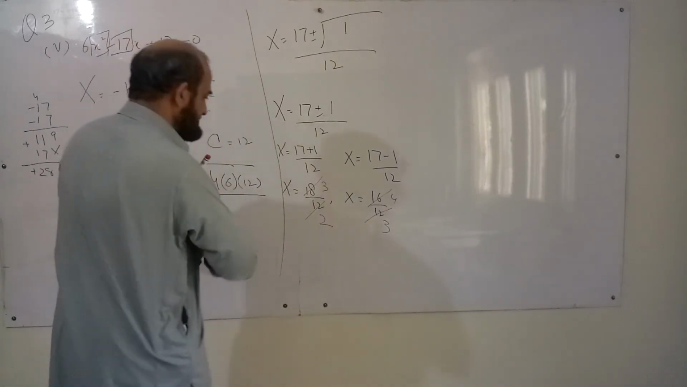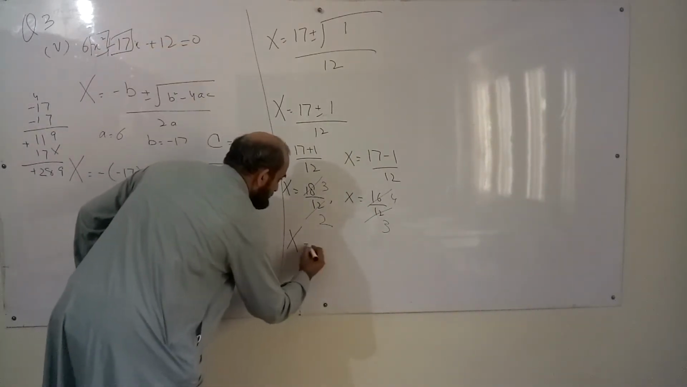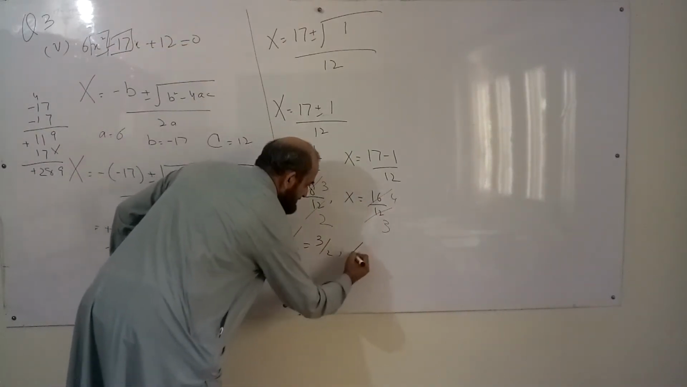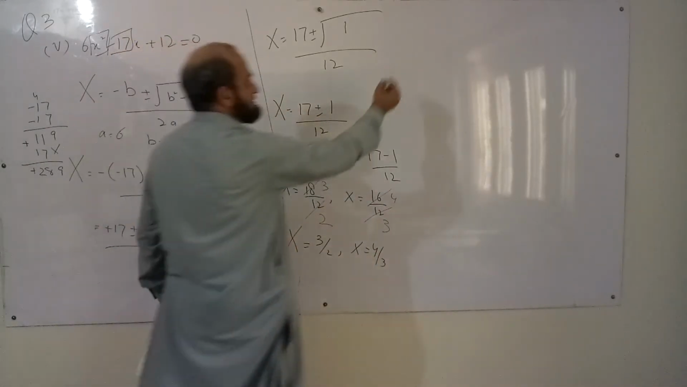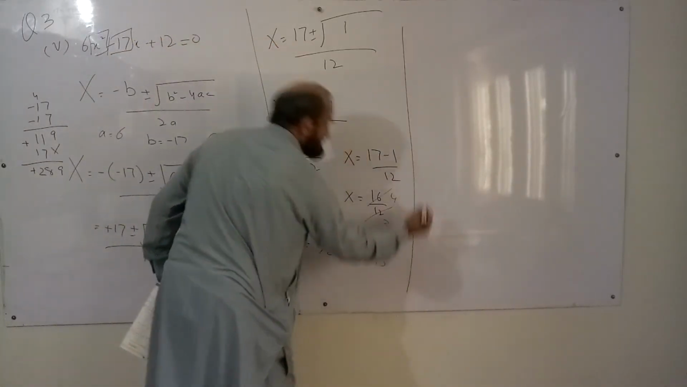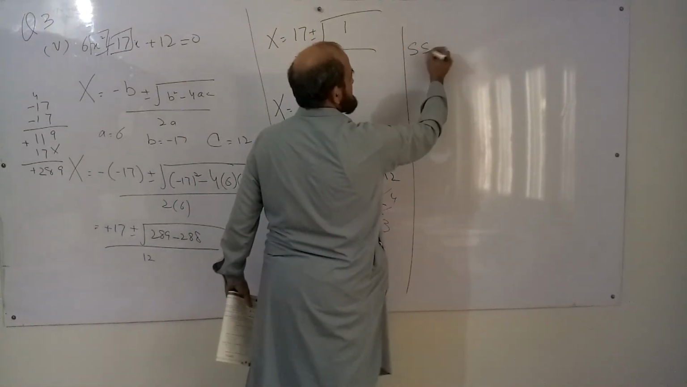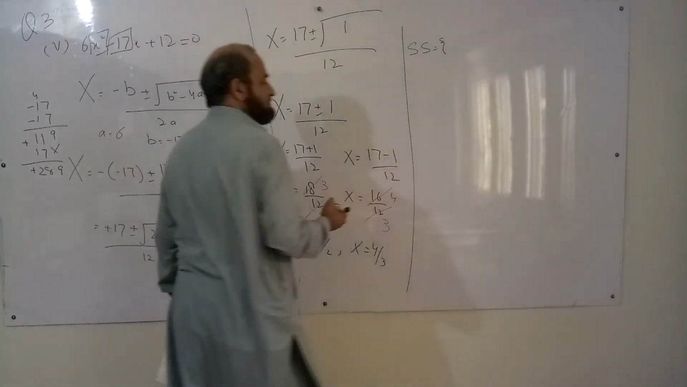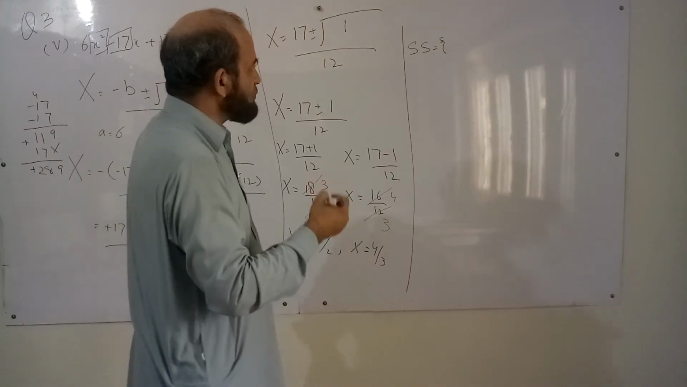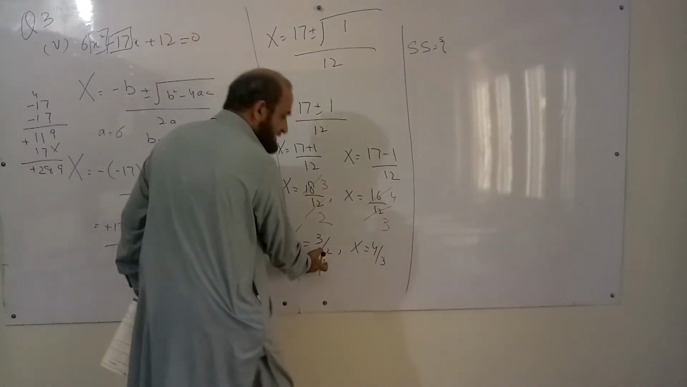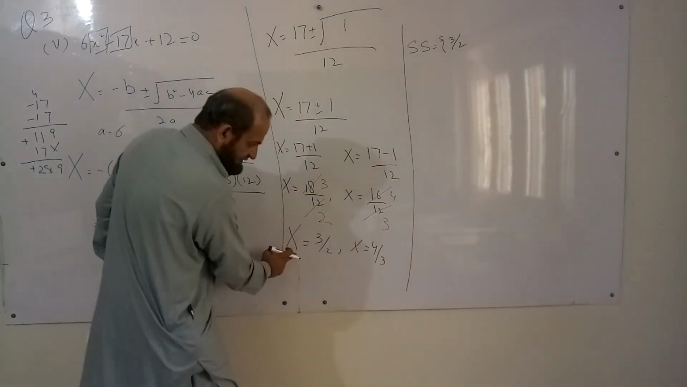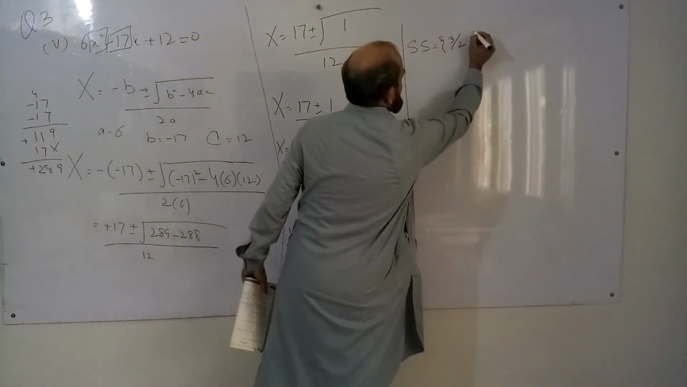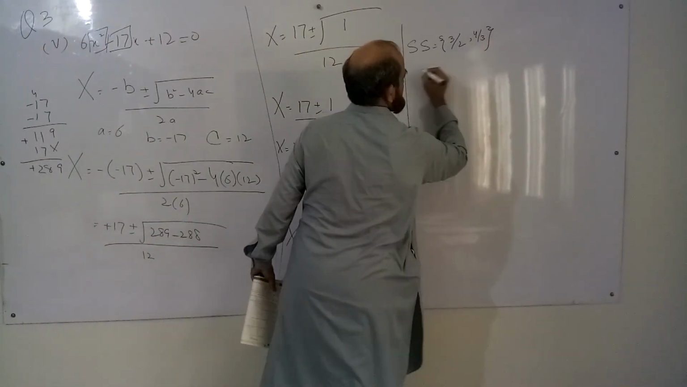Now what's the answer? x is equal to 3 by 2 and the second one x is equal to 4 by 3. Now we can write this answer in the solution set. Why? Because in the question it says to solve. If in the question there is solve or find the solution set, you must write the answer in the solution set. The first answer is 3 by 2. The second one is 4 by 3. This question is solved.